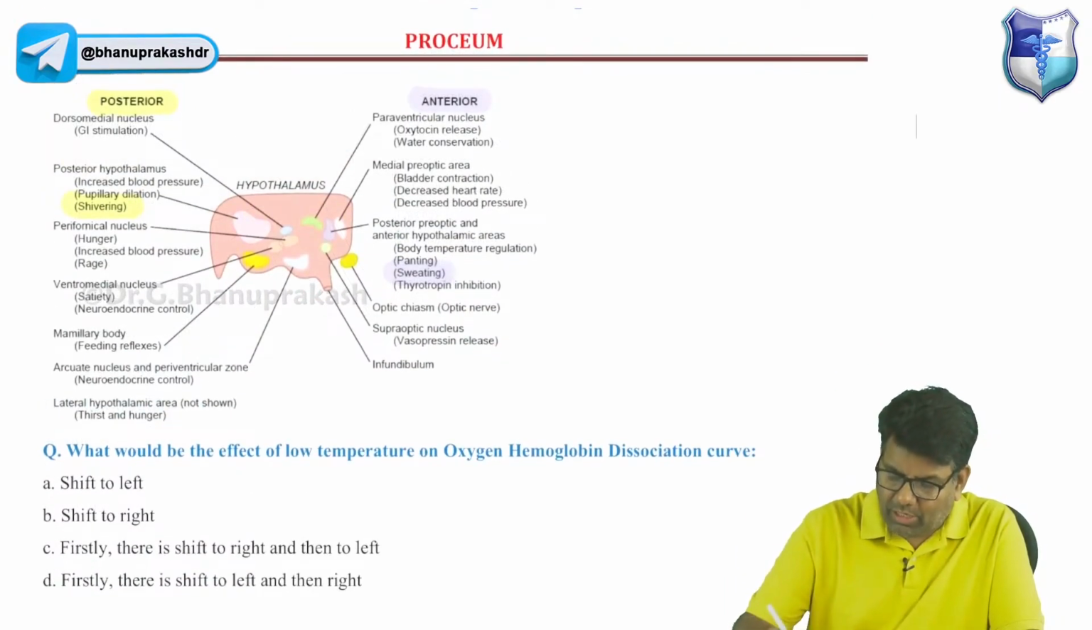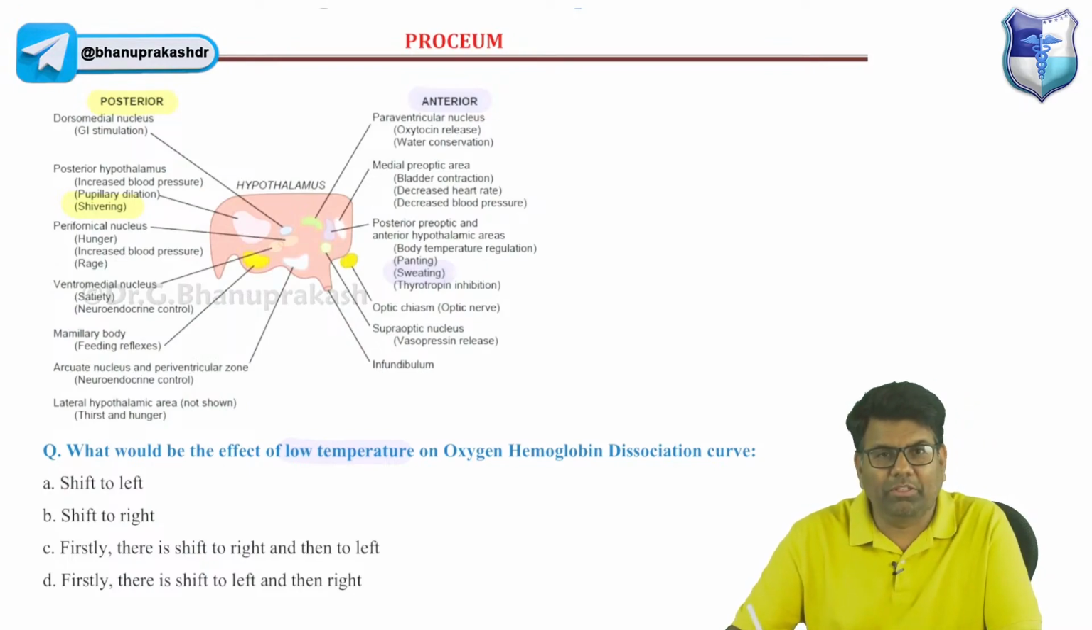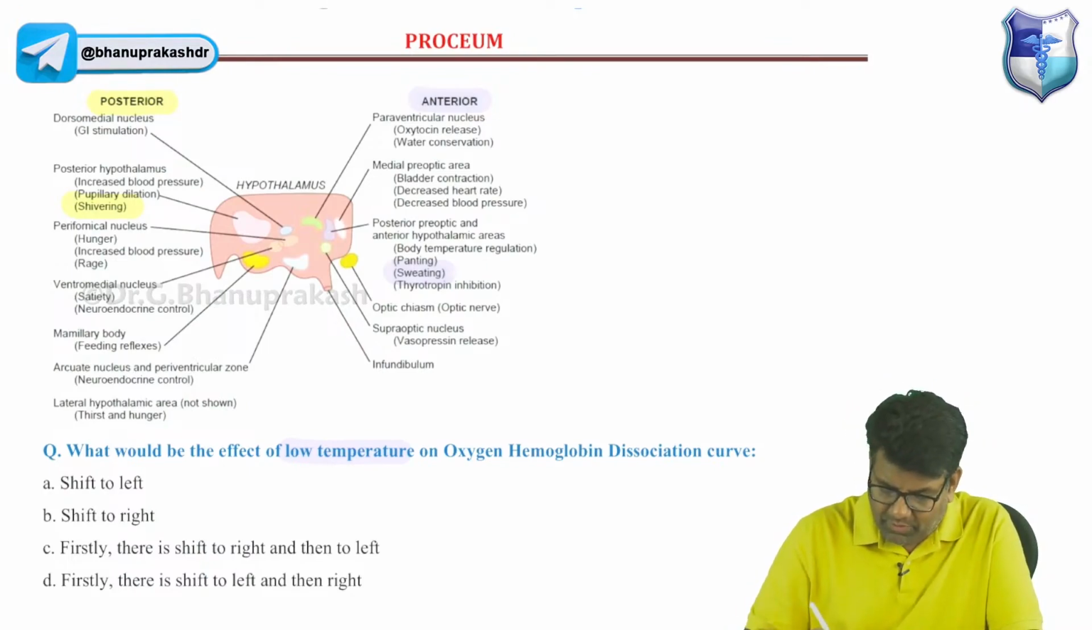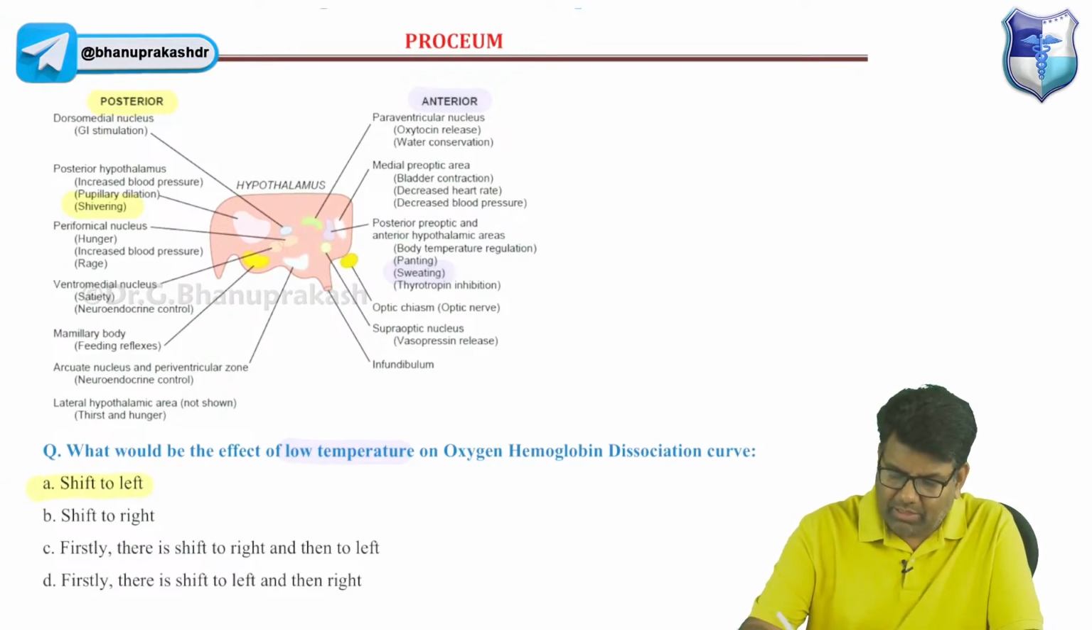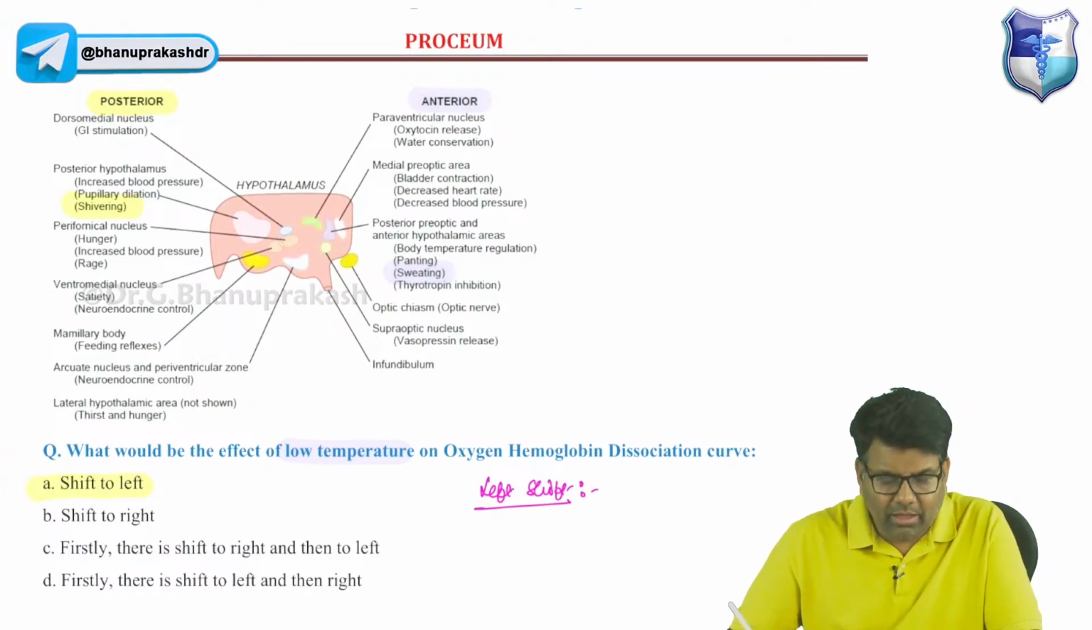Now, what will be the effect of low temperature on oxygen hemoglobin dissociation curve? Low temperature will shift the curve to left. And when I say the curve has shifted to left, what will happen to the oxygen? Will it be still attached or will it be liberated? Oxygen remains bonded to hemoglobin. Right? So there is no release.